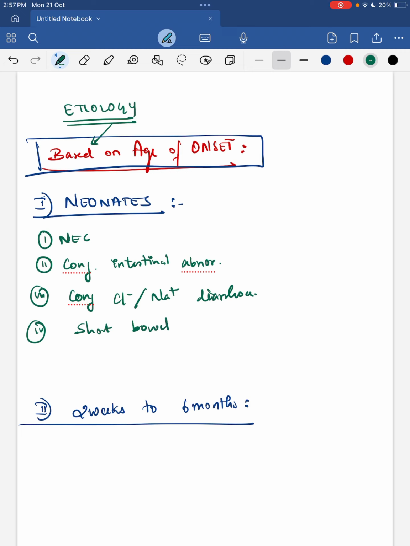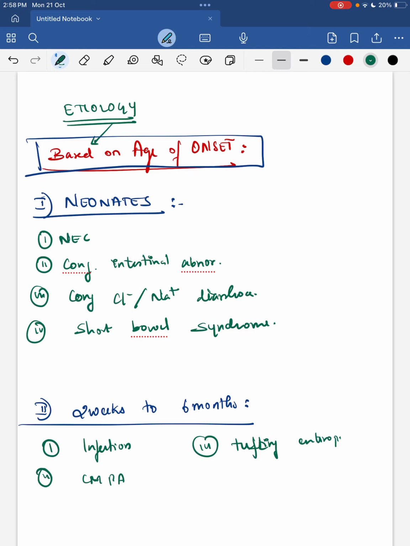Well, coming to a child of 2 weeks to 6 months, the most common causes are, first, infection, second, cow milk protein allergy, third, tufting enteropathy, fourth, autoimmune enteropathy, right?